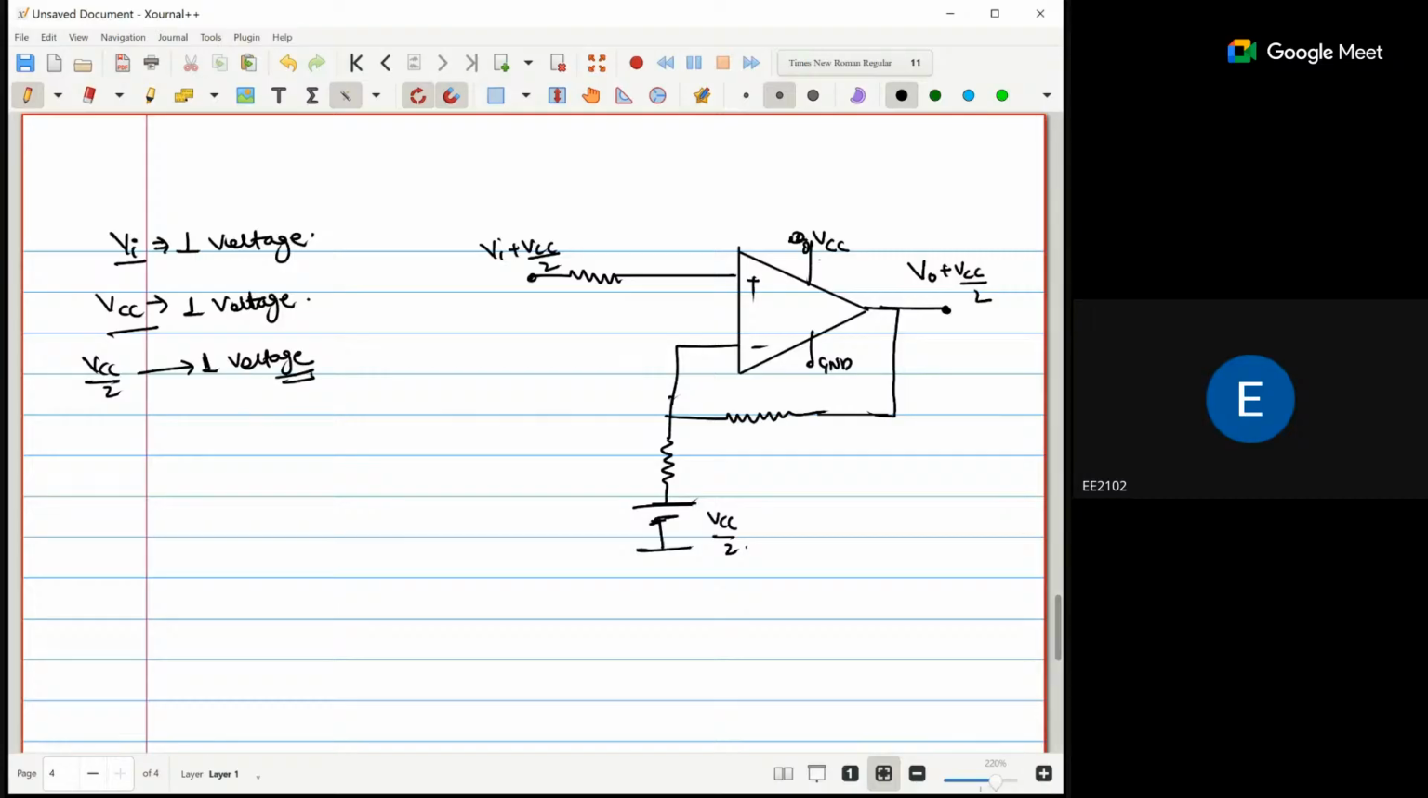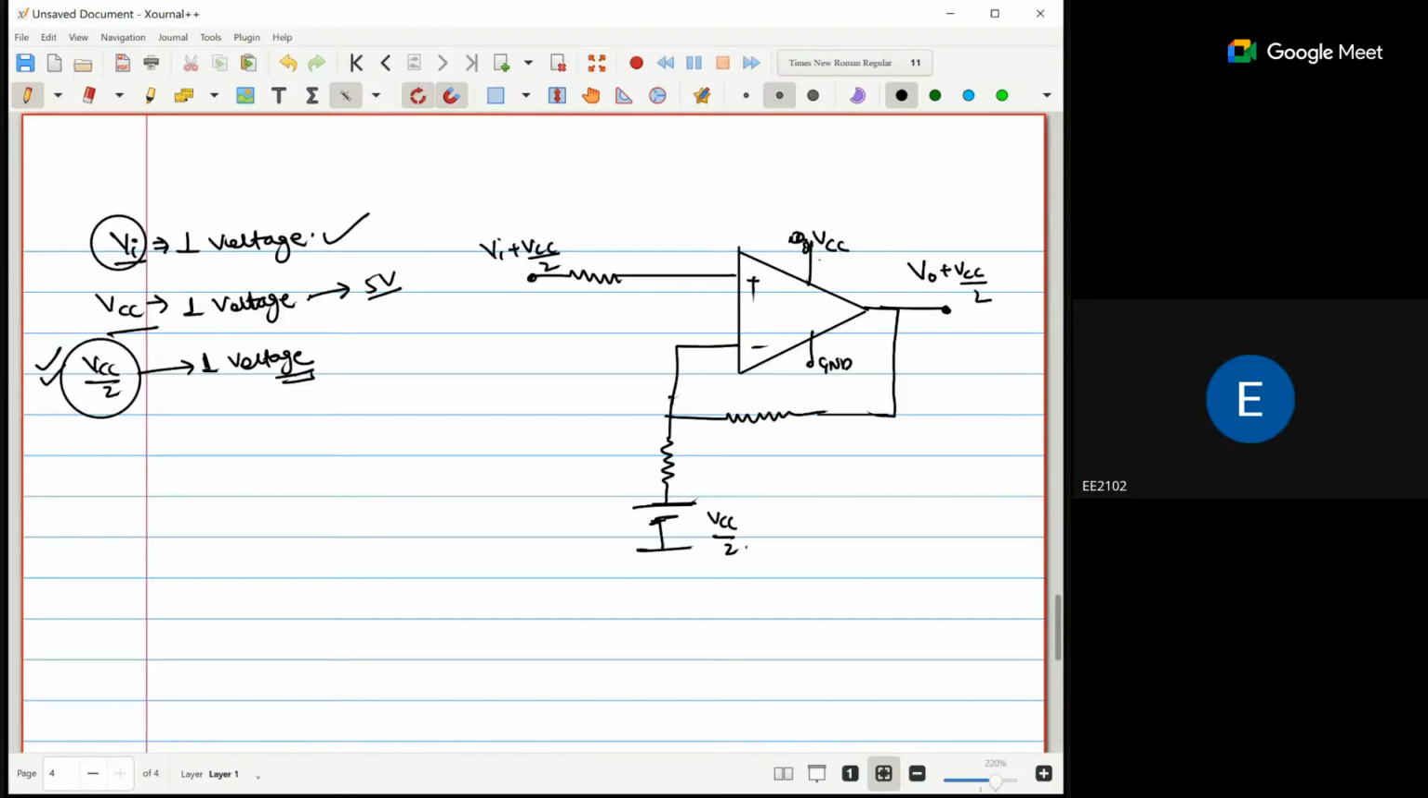So VI is okay. VCC we require is 5 volt. VI is dependent on the input signal. The input signal is anything, either my voice or some other signal. So VI is okay, VCC is okay, but again we have to generate the VCC by 2. How is it possible? So the problem is again the same.